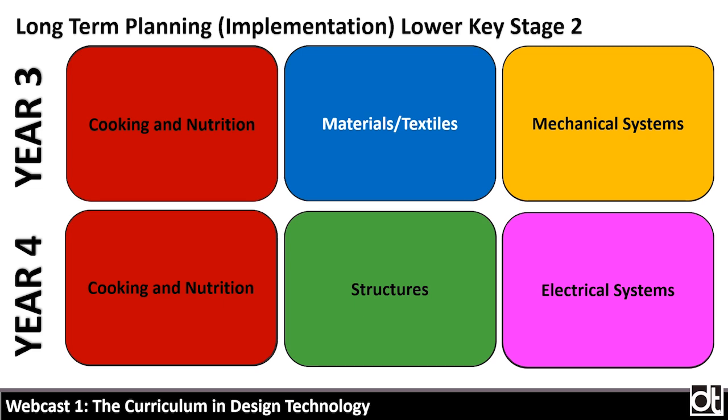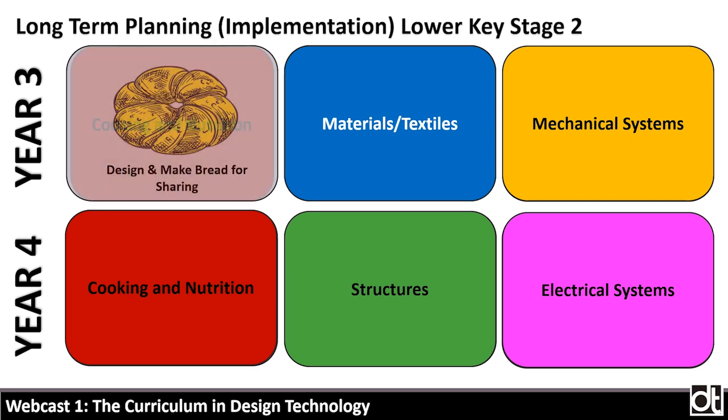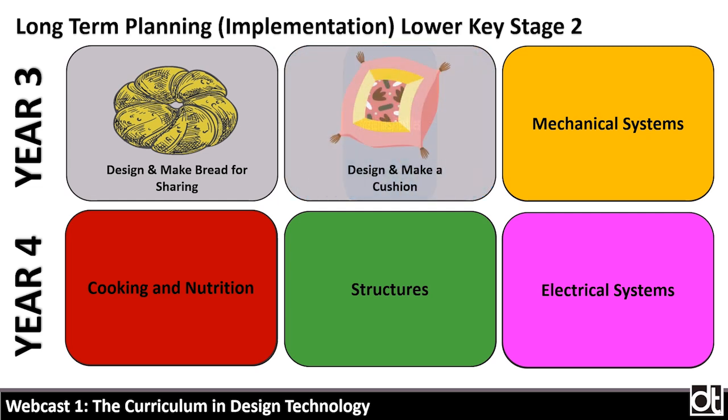When children move into lower key stage 2, the expectation is that they should learn to cook some simple recipes. This could include designing and making a bread product that can be shared by a group of friends. In designing and making a cushion, children are building on the knowledge and skills that they learnt when making puppets, but learn new knowledge about decorative techniques, how different fasteners create temporary fabric joins, and learning new stitching techniques.